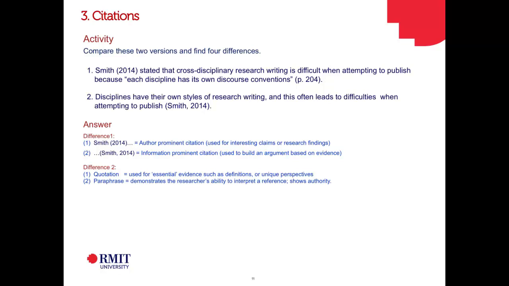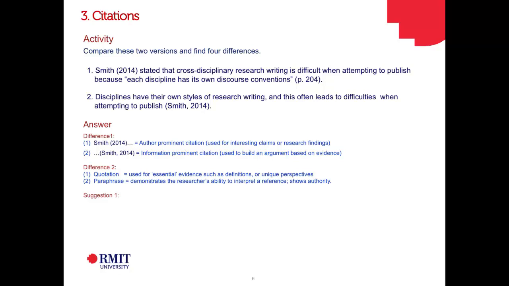When we see a quotation, we understand that this is a significant idea, a sort of essence of the current research, and we'll expect the writer to explain it in some detail. When we see a paraphrase, we understand that the writer is interpreting Smith for the purpose of building a new argument.